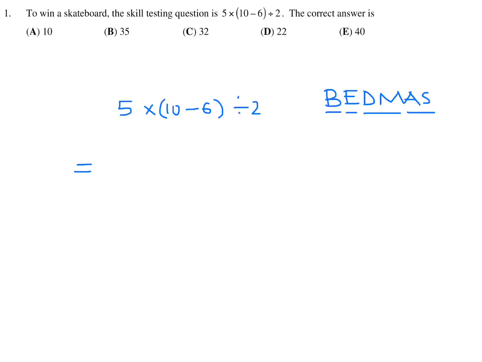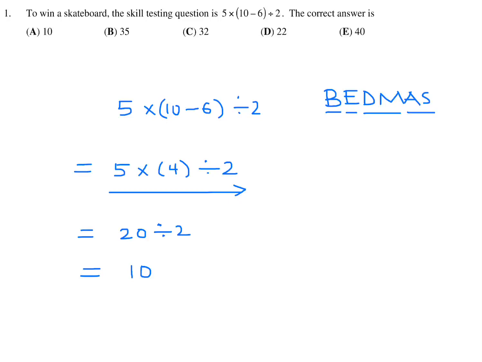So in this case, the brackets will be first. So 10 minus 6 is 4. And then at this point, since we have multiplication and division, those are just done in the order that they are listed. So 5 times 4 comes first, so you do that first, and then you divide by 2 after that. So 20 divided by 2 is 10. So number 1, the answer is A.